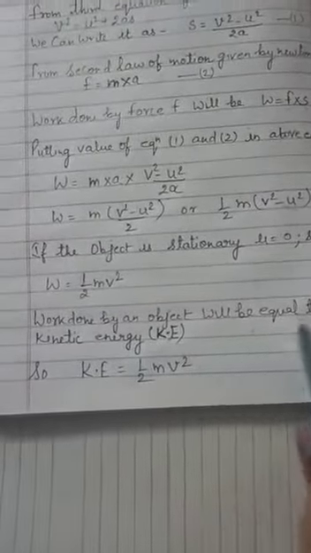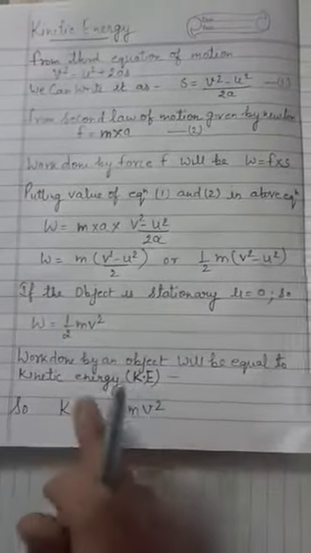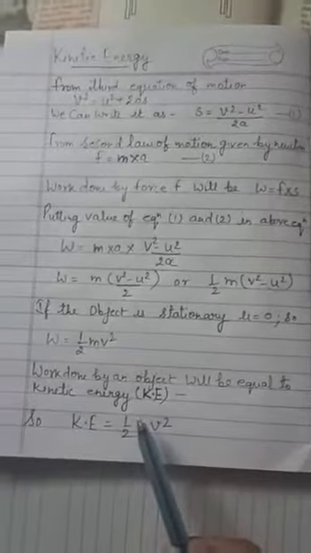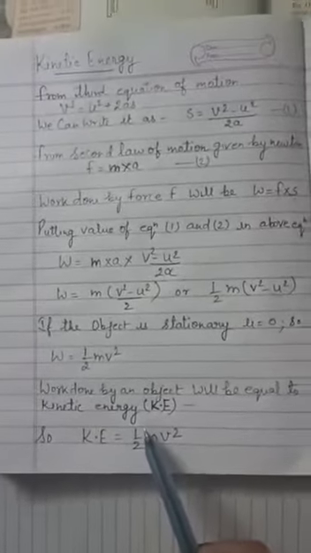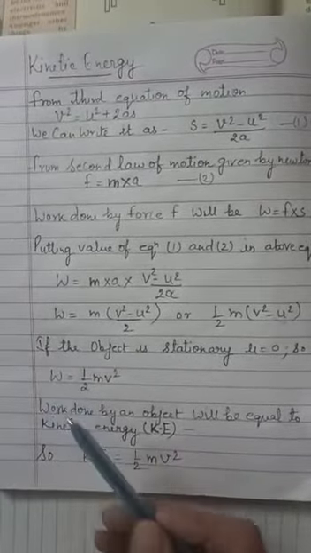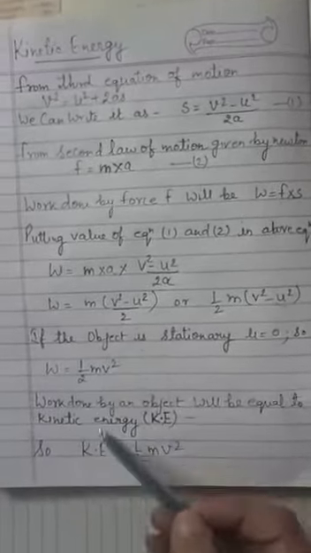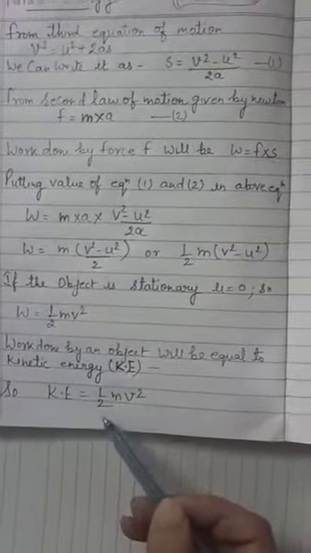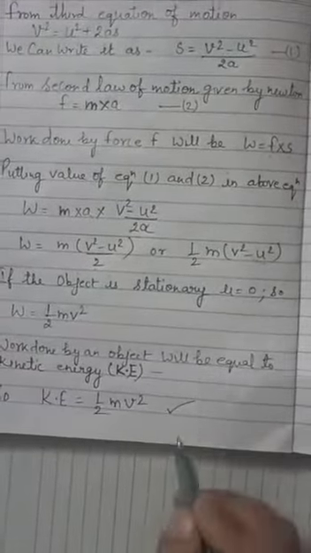Now the work done on an object will be equal to the kinetic energy of the object. If you do work on some object, it will gain some kinetic energy. Energy is equal to work done and work done is equal to energy, because the definition of energy is the capacity to do work. So what are we going to write? Instead of W we have written kinetic energy. So W is equal to half m v square, or we can write it as kinetic energy is equal to half m v square, and this is the final derivation. This is the final formula.